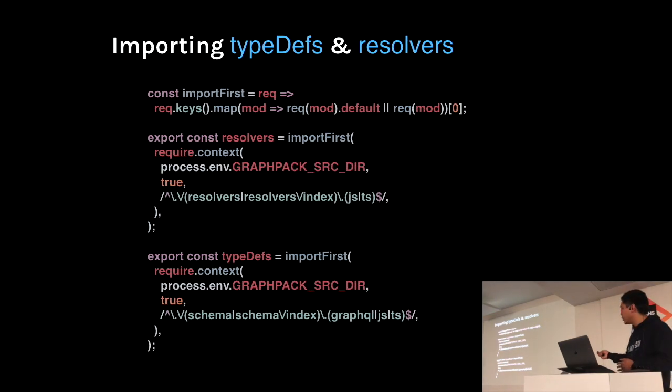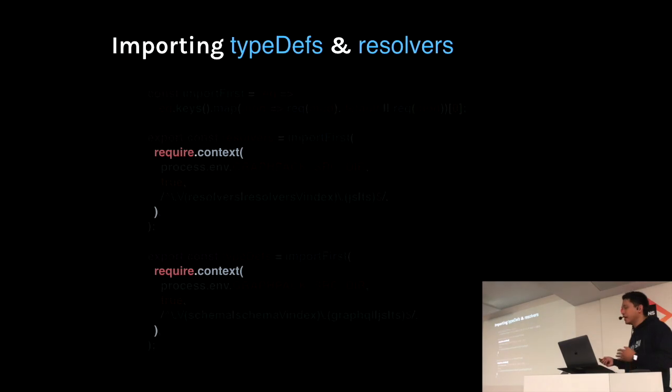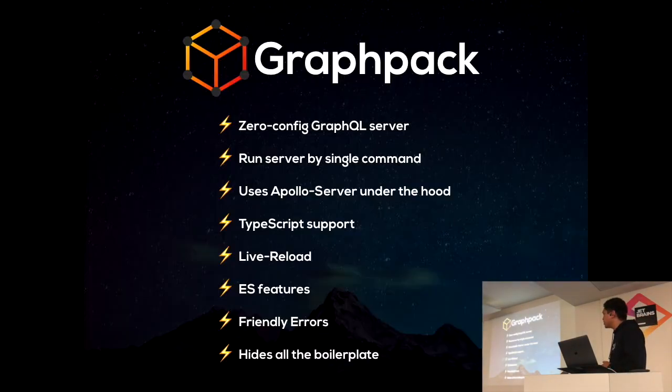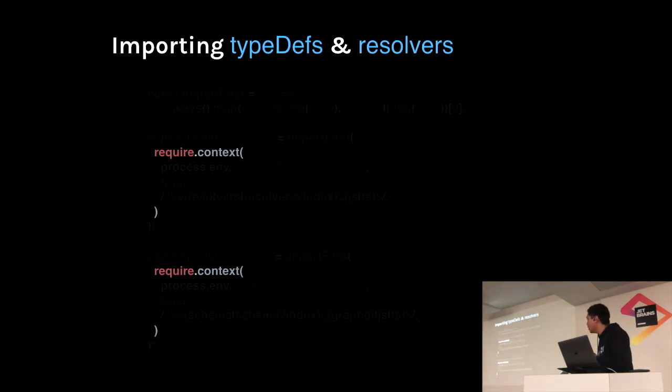And yeah, this is what I came up with. It's basically using the require.context API, which is an API from Webpack. So it basically imports the files dynamically based on the path you are given. In this case, I just put in the Graphpack source directory from the user. So yeah, that was a very challenging part for me.